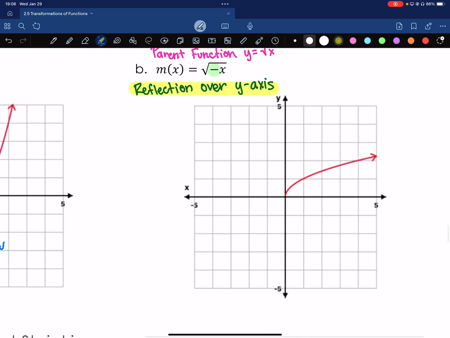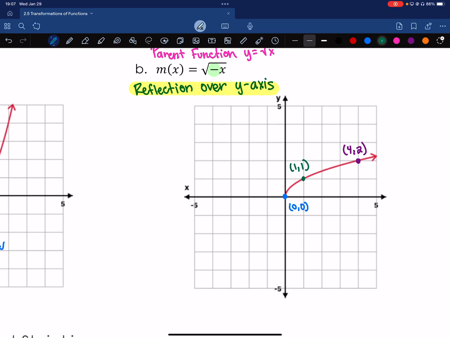So if we have some points here, again, 0, 0 is a nice point. Maybe I should write the points in here. Maybe this might allow you to see it. We have 1, 1 as a point, and then we have 4, 2. So the only thing that will change is your x values will turn negative, or to the opposite. Right now they're all positive, so they're going to turn negative.